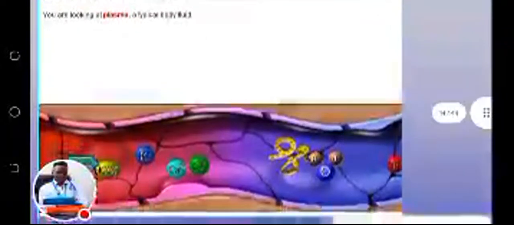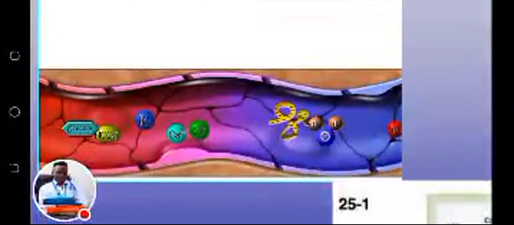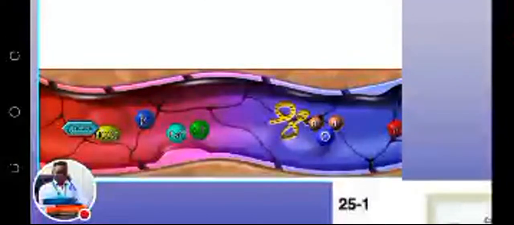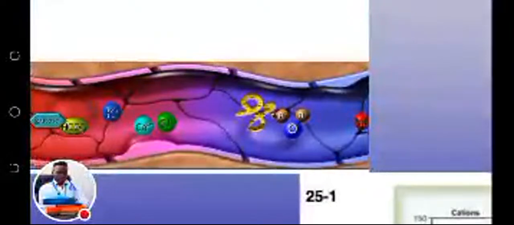So, the composition of the body fluids. In here, you are looking at the plasma, which is a typical body fluid. Plasma consists of glucose, bicarbonates, potassium ion, calcium ion, chloride ion, and water, which is hydrogen and the hydroxide ion.